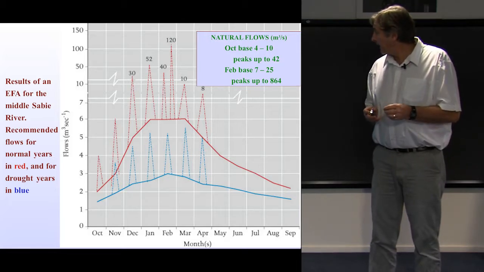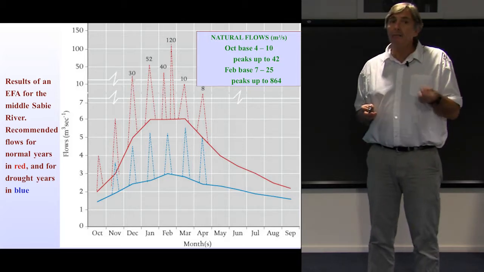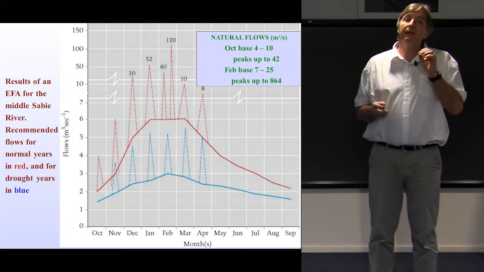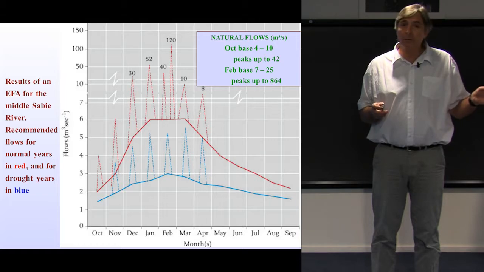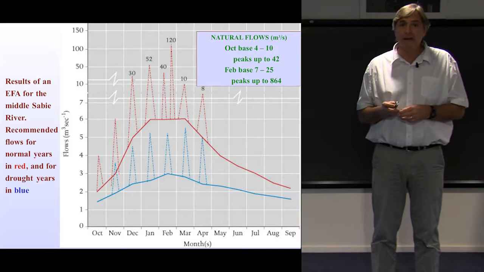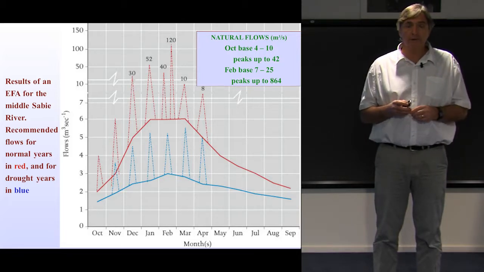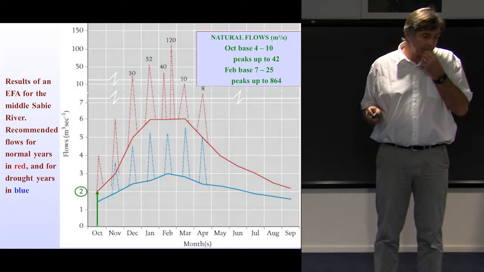So what you can see is that the recommended flows there in the red and blue line are much lower than the natural flows, but the assessment is that these would meet the objectives for the middle Sabie River. Those objectives, because it's in a national park, are to maintain it in a slightly modified or as near to natural condition as possible. Okay, so how do we go about getting those?